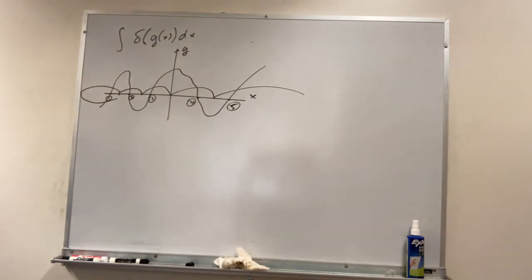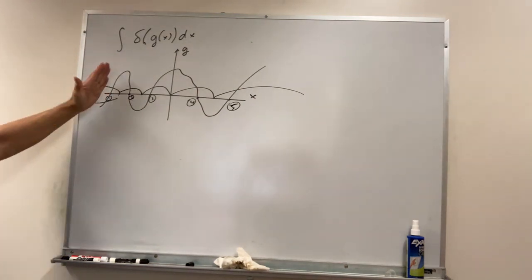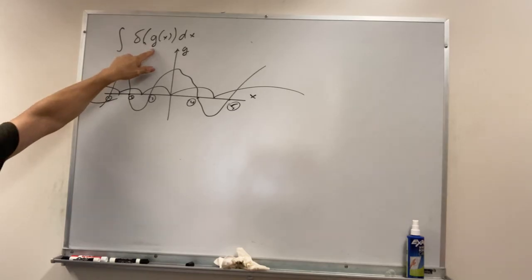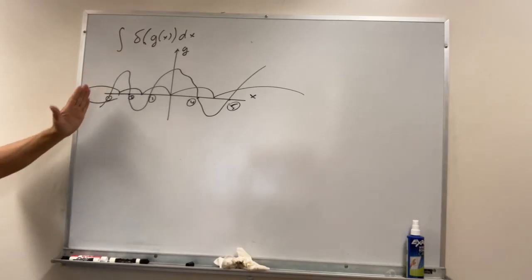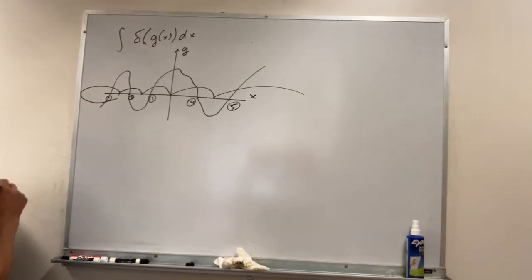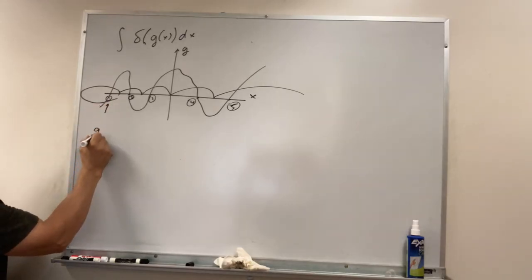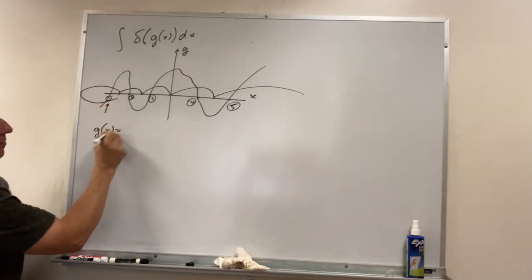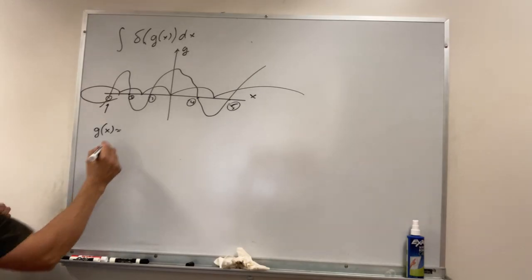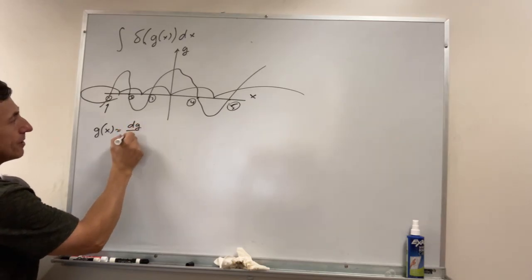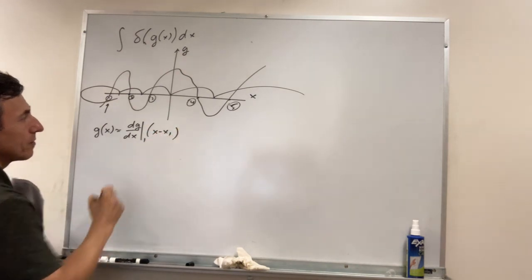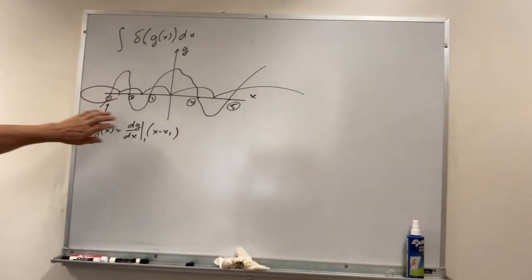Then near each point, we write down the function g using the Taylor expansion. So function g is 0 at this point. Near point 1, the zeroth-order term is 0, because the function is 0. Then we keep the first non-zero term, which is the linear term. So it will be the derivative of function g with respect to x at point 1, multiplied by (x minus x1). You can see the derivative is just some constant.